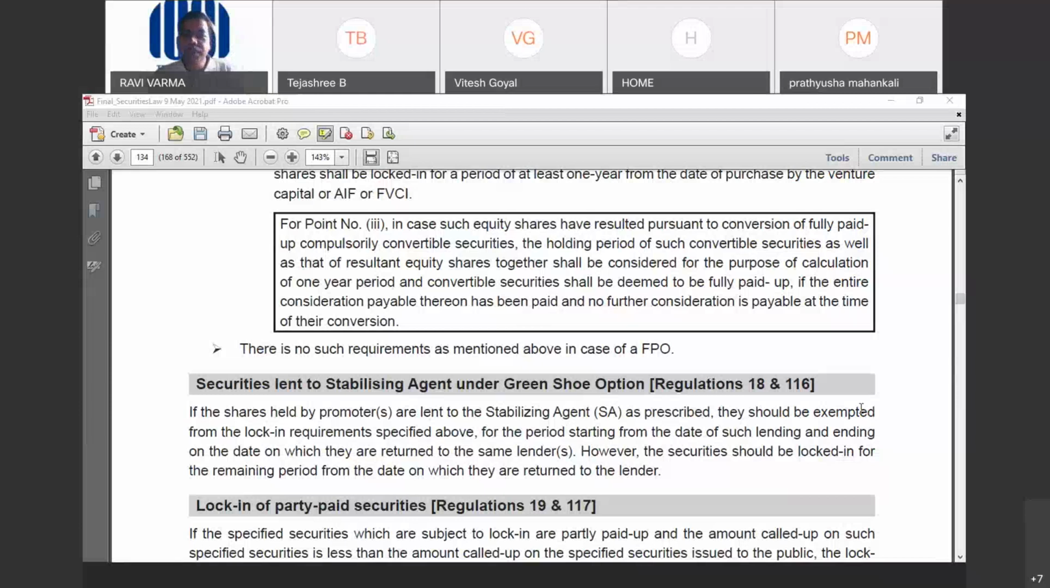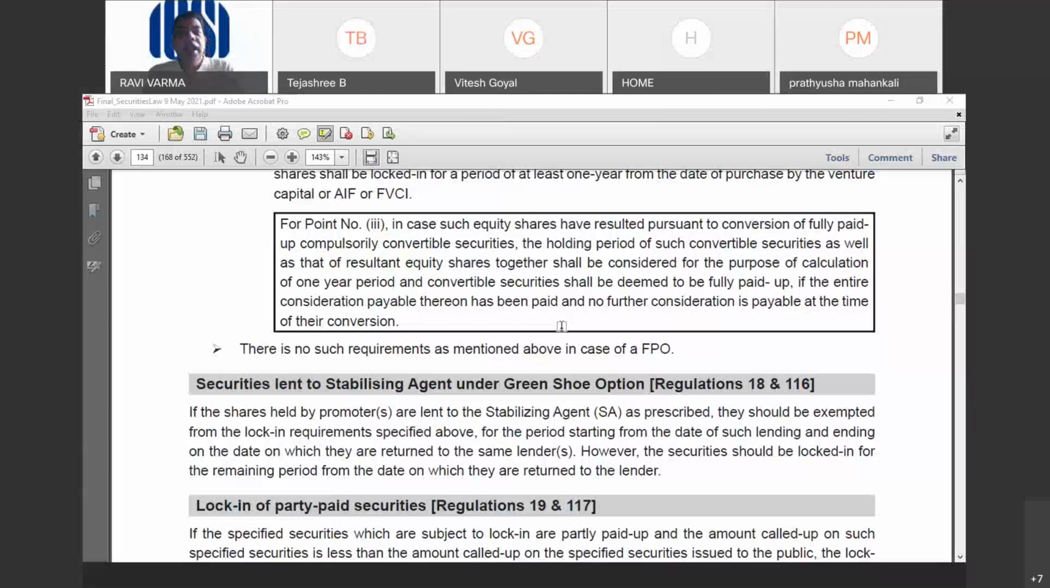The next question has come from Vitesh. He is saying, is the lock-in period applicable to the general retail investor? No. See, when you... The next question is from Vitesh. He's saying, is the lock-in period applicable to the general retail investor?